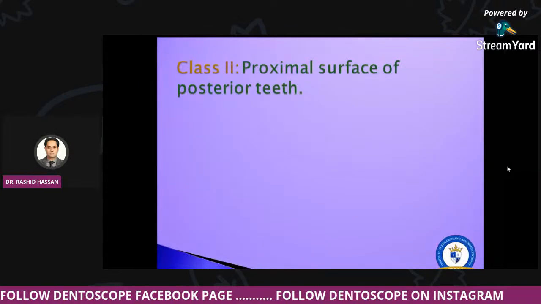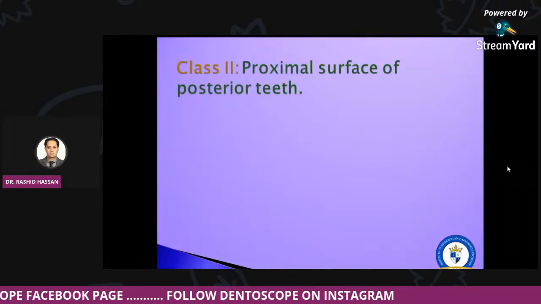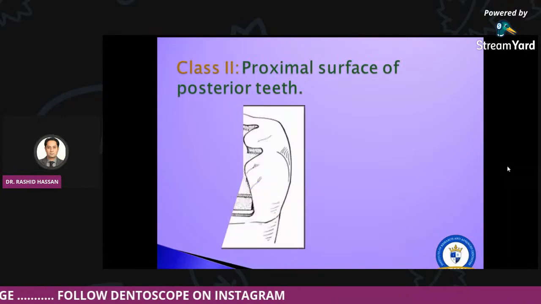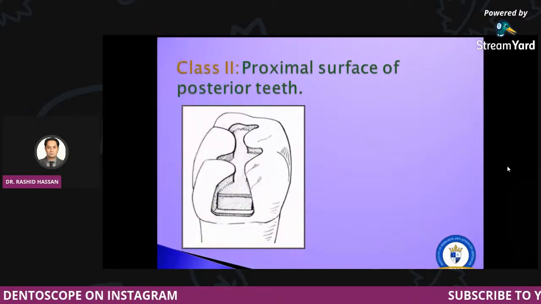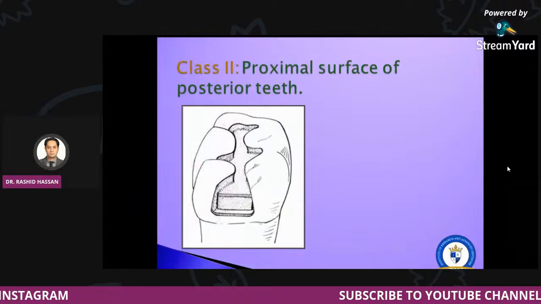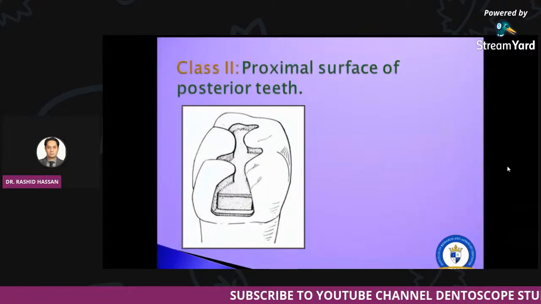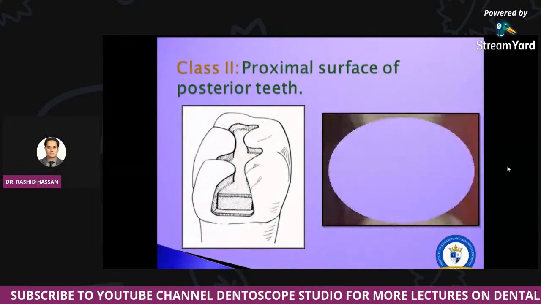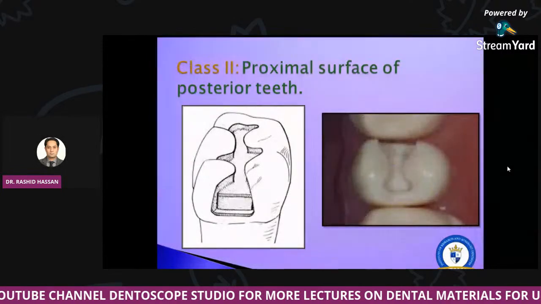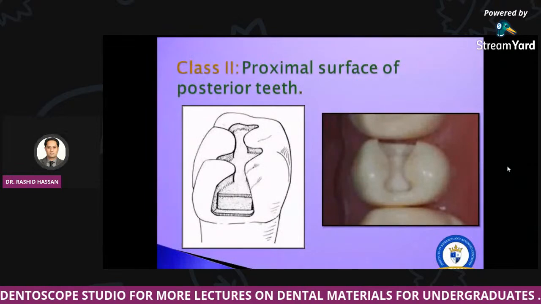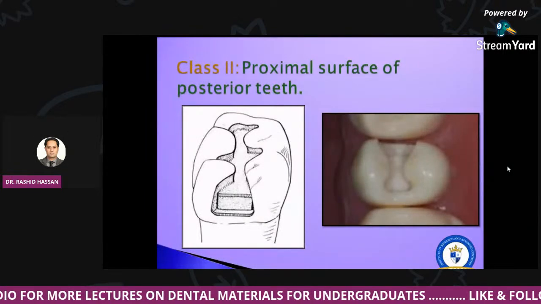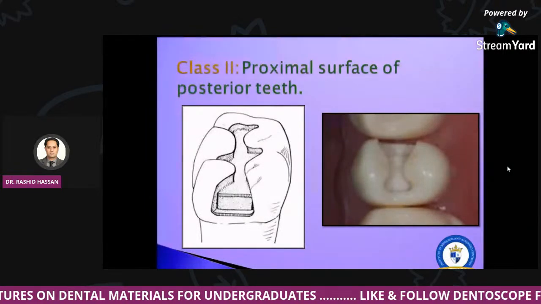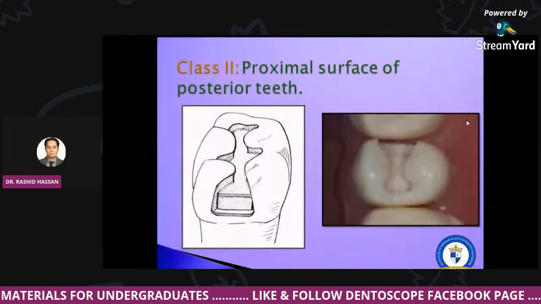Then class 2 cavity, proximal surface of the posterior teeth. Here it is, mesial or distal surface of any posterior teeth. If there is a carious lesion, then it is referred to as class 2 cavity. This is the clinical picture of class 2 cavity. It occurs in the proximal of the posterior teeth.